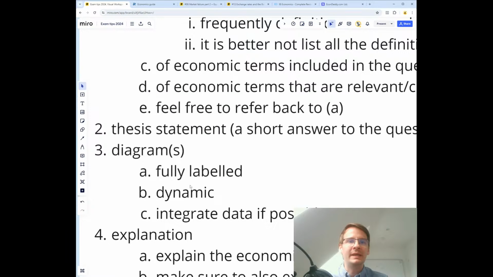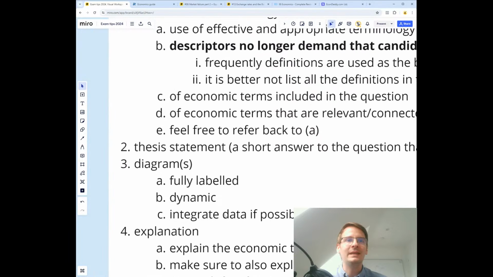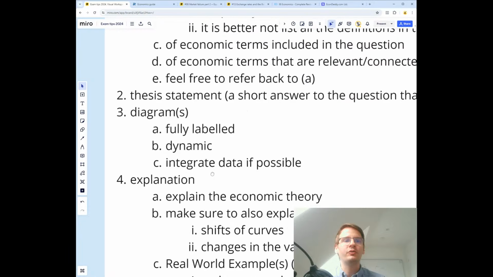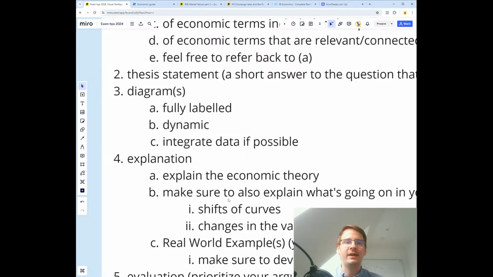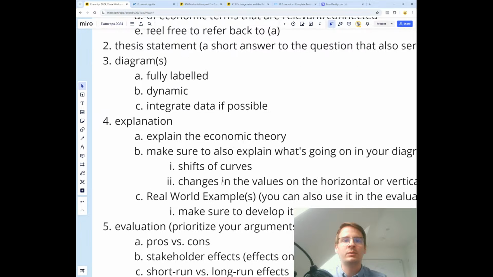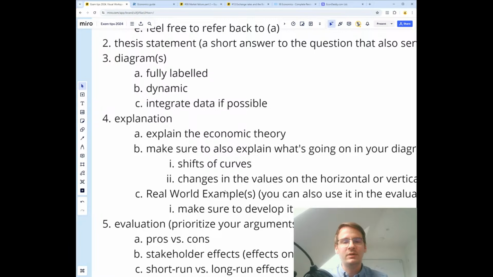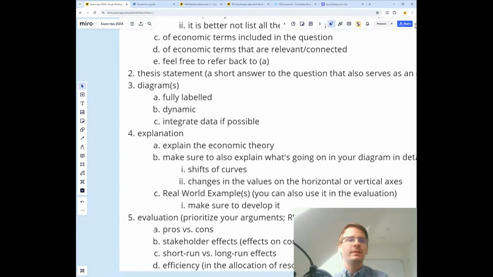Diagrams must be fully labeled and dynamic, and very importantly, if you really want to achieve the highest grades, you should integrate data from the real world examples into your diagrams. The explanation should also be about, obviously, the economic theory and your diagrams, plus the real world examples. Please don't leave the real world examples to the very end, okay? You can and you should start explaining in the body of your essay your real world examples, and make sure to develop them. And then finally, of course, there's the evaluation.